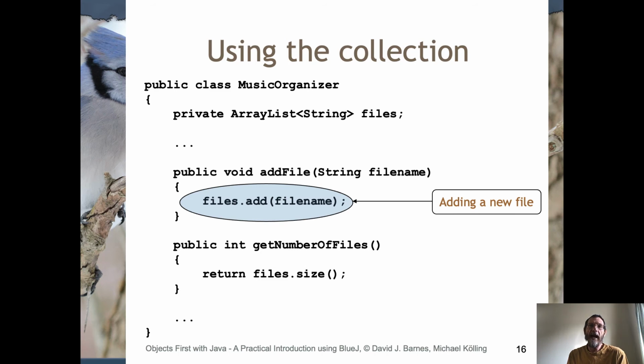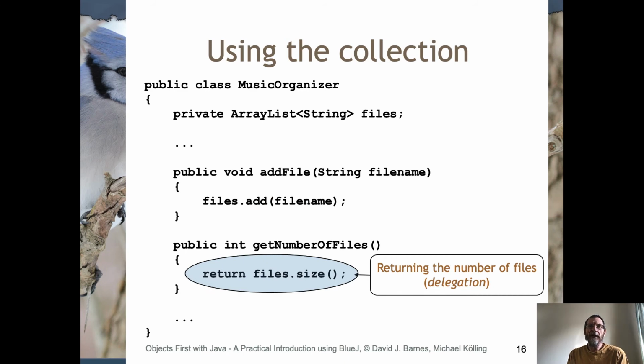So that's how we add a new item into an ArrayList. We call its add method, we pass it a parameter of the same type as the object is meant to be storing, and that ArrayList then arranges to place that new item in its next free location within the collection.